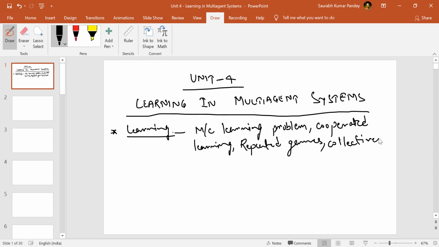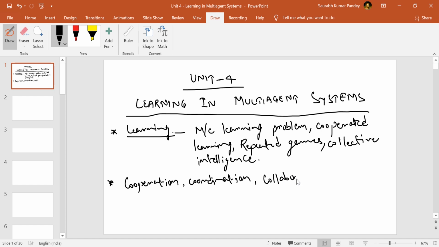And the second part of this unit is where we discuss the concepts of cooperation, coordination, and collaboration. It seems like all these three terms are the same, but they are not the same. We'll see how they differ.